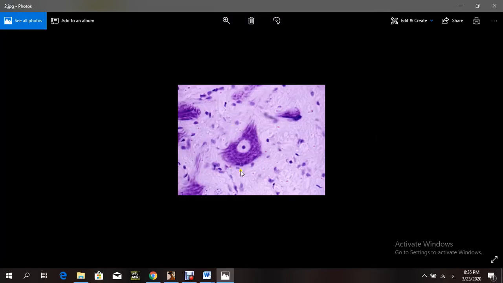Another section representing a neuron. This is a neuron. This is the nucleus of this neuron, the perikaryon in fact, and within the perikaryon the darkly stained areas represent the Nissl bodies. Those small cells are the glial cells or the supporting cells.